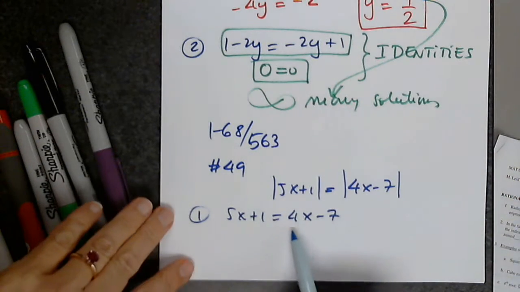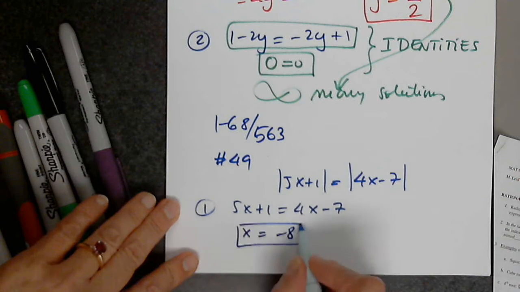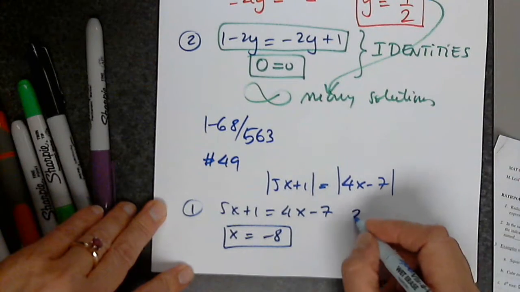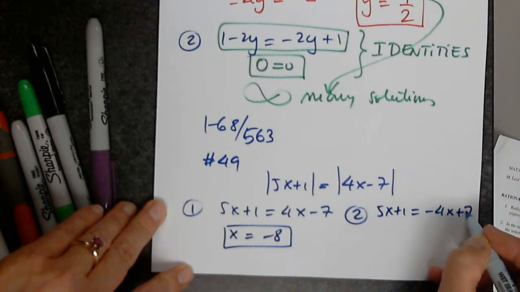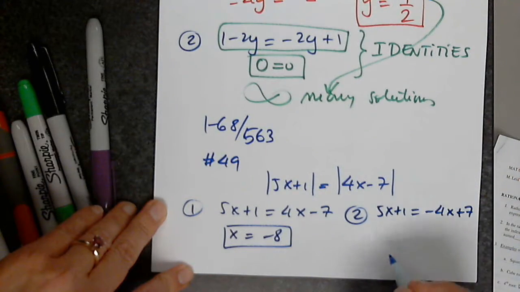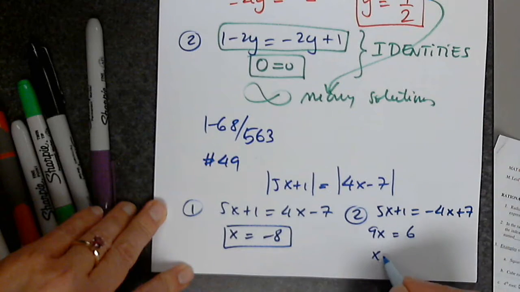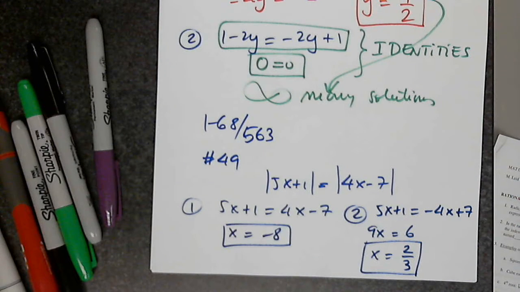Okay, so I'm moving 4x, so I have x, and I'm moving 1, so I have -8. That's my first option. Is that correct? Good. Second possibility is 5x plus 1 equals negative 4x plus 7. I'm adding 4x, so I get 9x. I'm subtracting 1, so I get 6. So x equals 2/3 as the second option. Do we agree? Yes. Okay.